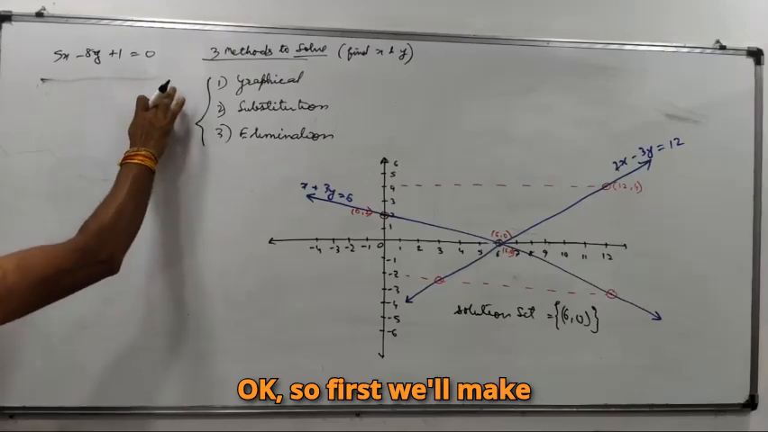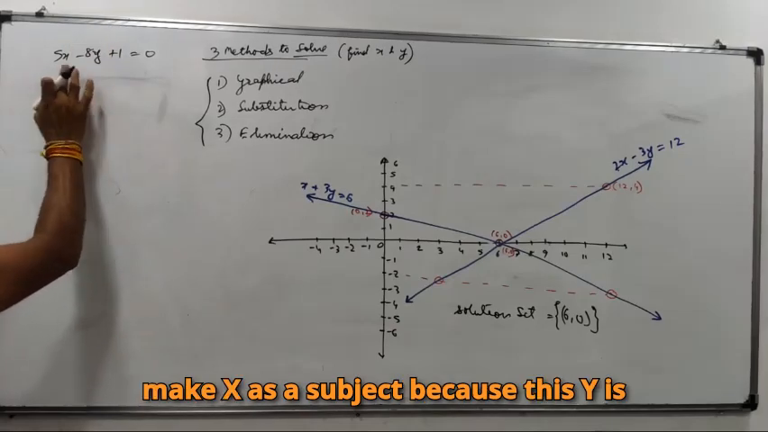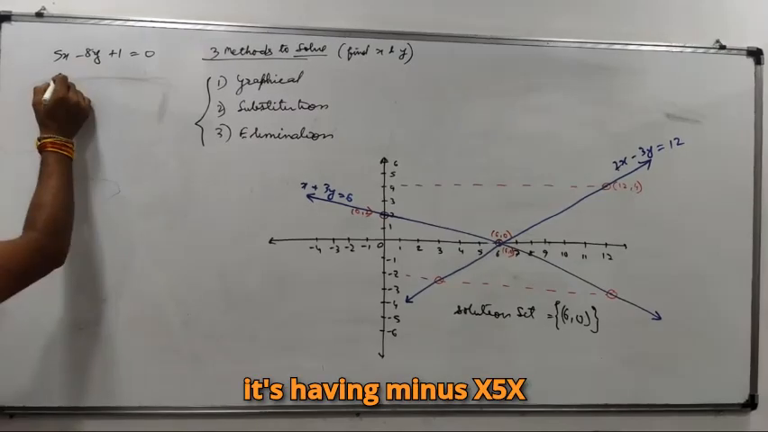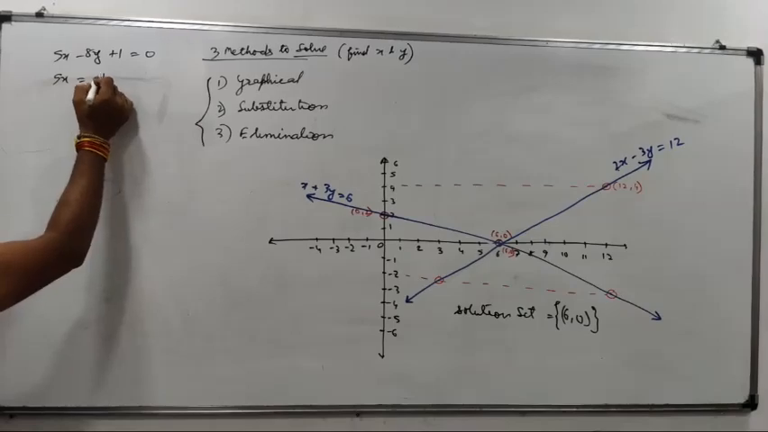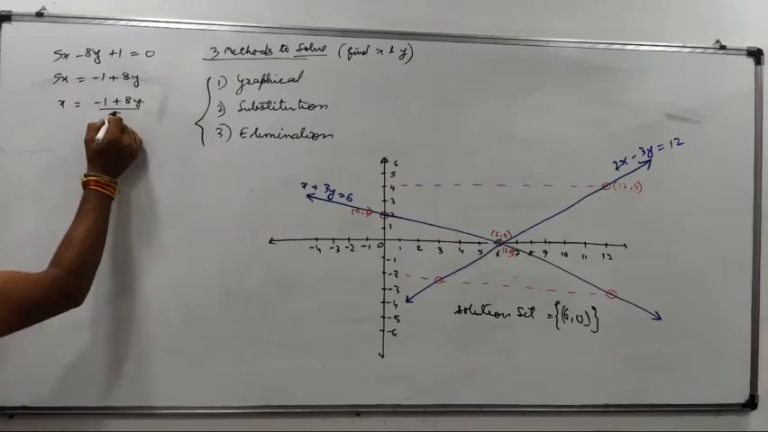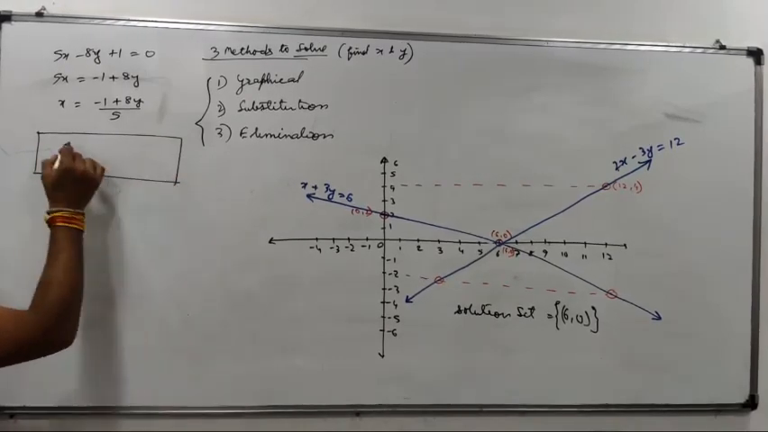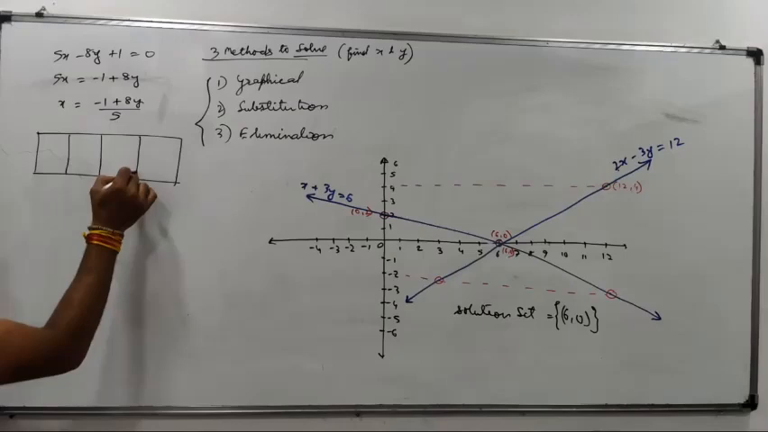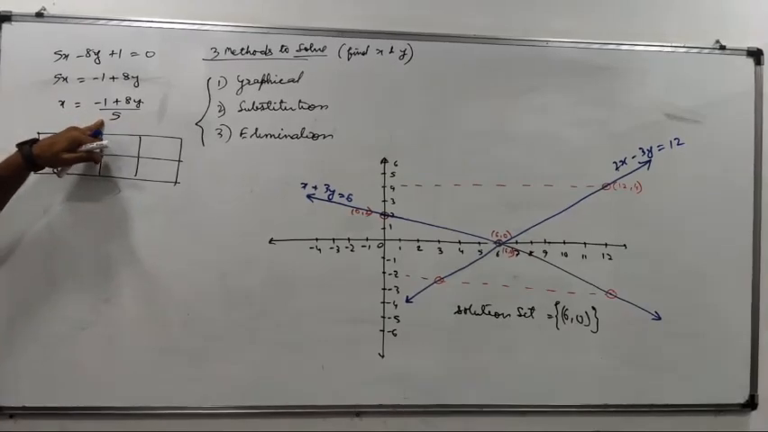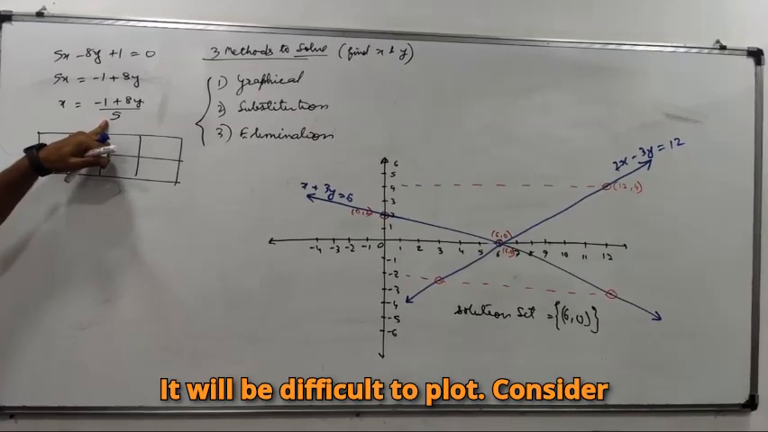Okay. Chalo, first we'll make x or y as a subject. What do you want to make as a subject? Here also we'll make x as a subject because this y is going to create a problem again, because it has a minus. 5x equal to minus 1 plus 8y, and x equal to... If you put y as 0, you will get x equal to minus 1 upon 5. It will be difficult to plot.